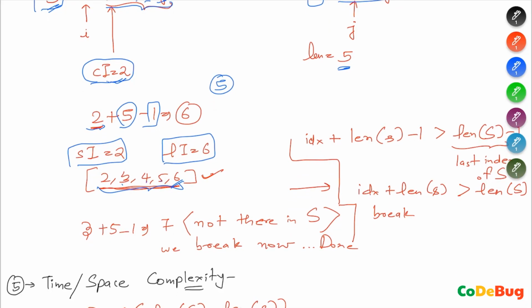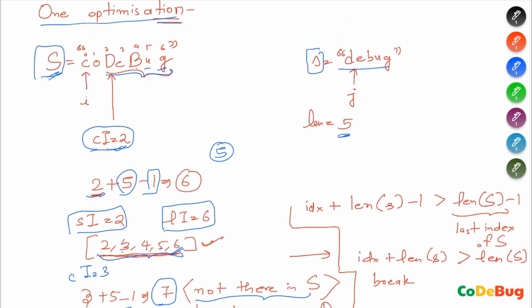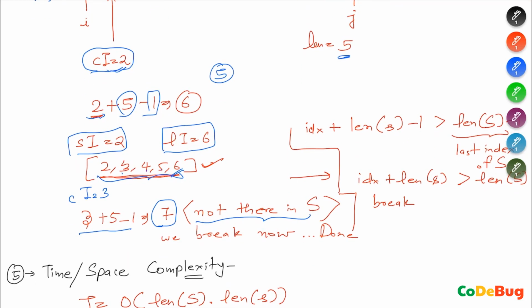So now let's say if my current index is 3, then what would be my last index? My last index would be 7. But if you look at it, at 7 in S, the last index in S is 6, right? The last index in S is 6. So we need not look for this needle in this haystack when the current index is 3 or greater than or equal to 3. So we can safely break out of it. So this is one optimization that we can do.